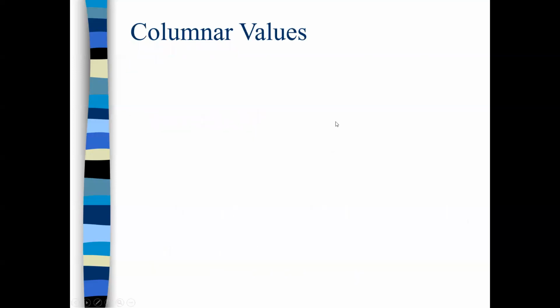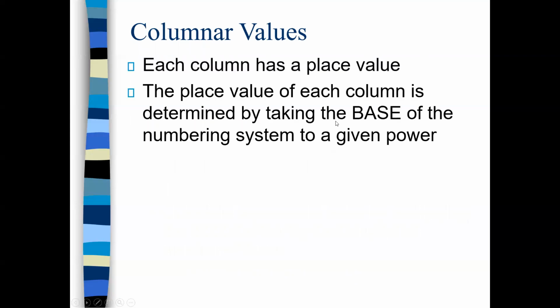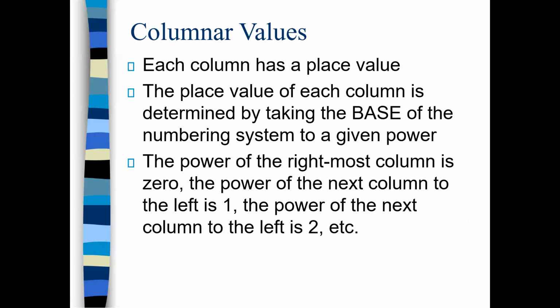So our base 10 numbering system that we use all the time uses columnar values. We have the ones column, the tens column, the hundreds column, and each of those columns gets its value by taking the base of our numbering system to a given power. So the rightmost column is to the power of 0. The next is the power of 1, etc. I'm going to write that down.